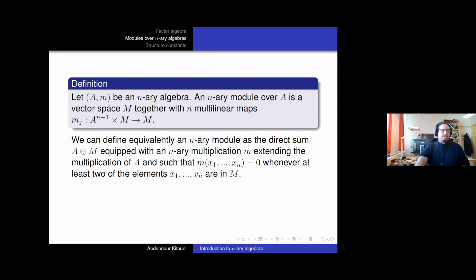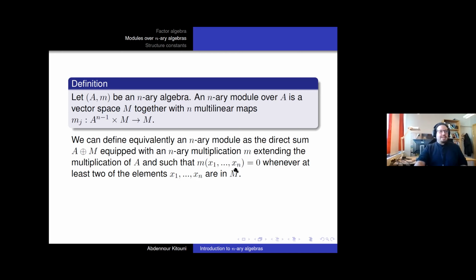We can also define equivalently an n-ary module as the direct sum A plus M together with an n-ary multiplication M extending the n-ary multiplication of A, such that M of x1 to xn would be 0 whenever at least two of these elements are in M. So this corresponds to this in the sense that this allows me only to multiply sets with n minus 1 elements from A and one element from M.